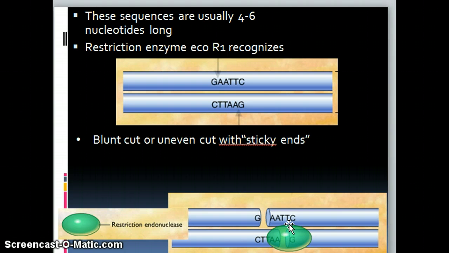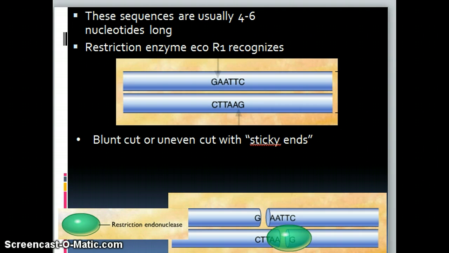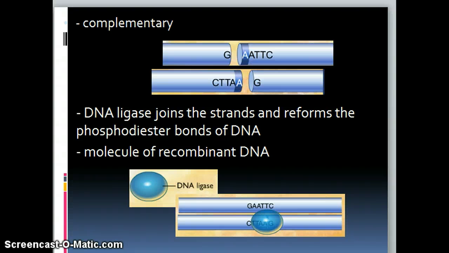This cut can either be a blunt cut or an uneven cut with sticky ends. In this case, it has a nucleotide strand that overhangs at the end, and this overhanging nucleotide is called a sticky end. These strands are complementary to each other, which enables them to pair together.